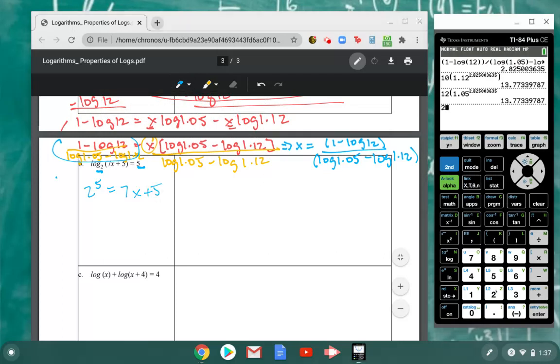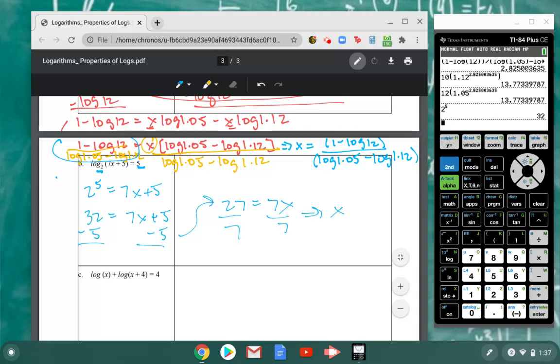Well, I can go ahead and do 2 to the 5th here, or you might even know what 2 to the 5th is, and we end up with 32. So 32 is equal to 7x plus 5. Subtract a 5 from both sides. That's what, 27 equals 7x. Divide both sides by 7. So much easier. x is 27 divided by 7. 3.857, it said 4 decimal places, right? So x is about 3.8571.